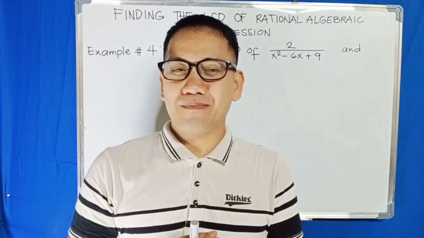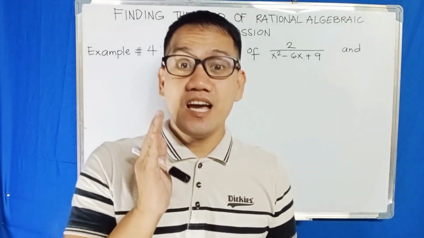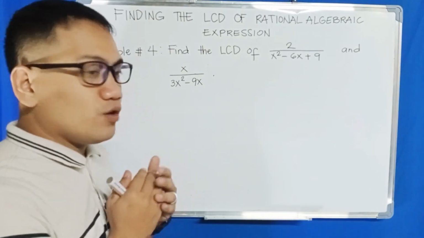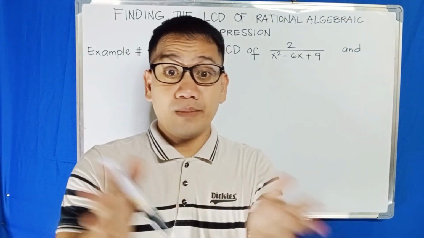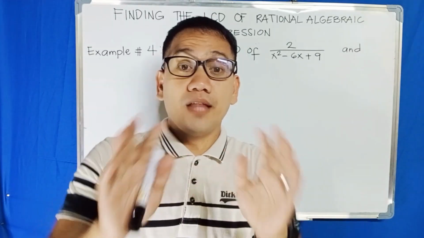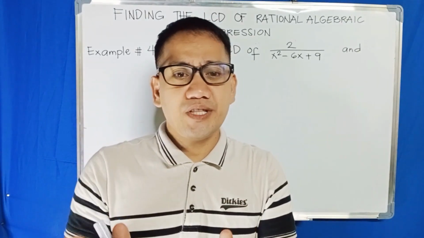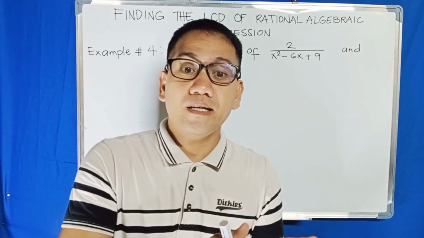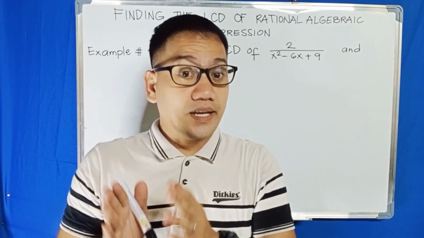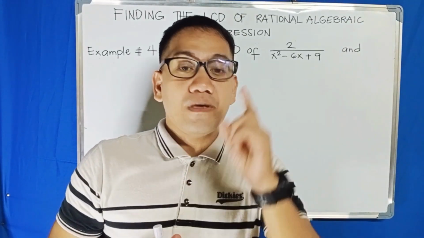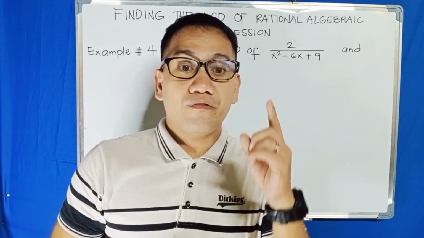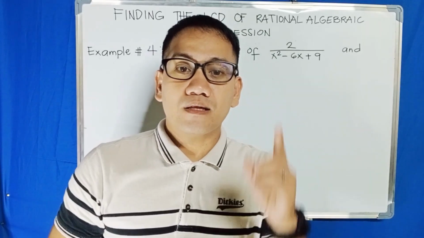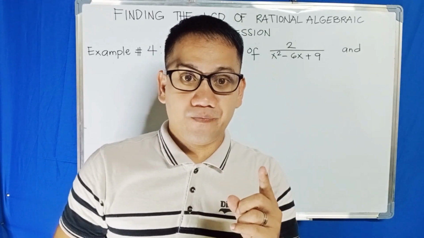Let's have our fourth example. Find the LCD of 2 over x squared minus 6x plus 9 and x over 3x squared minus 9x. At first glance, we notice that our denominators are different. Thus, we can say that probably the LCD would be x squared minus 6x plus 9 and 3x squared minus 9x. But before we decide what our LCD would be, remember our steps. First, we need to factor each denominator.